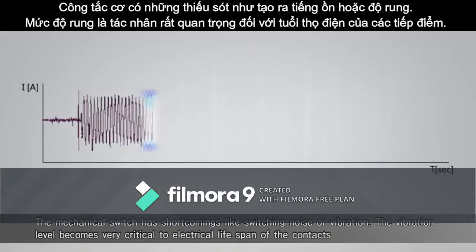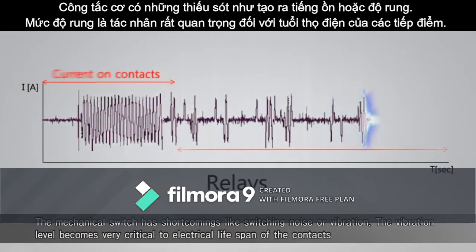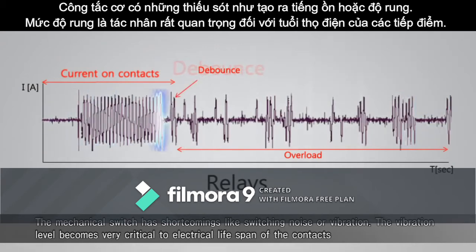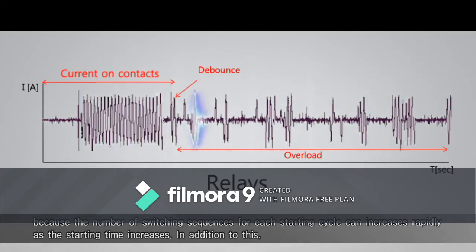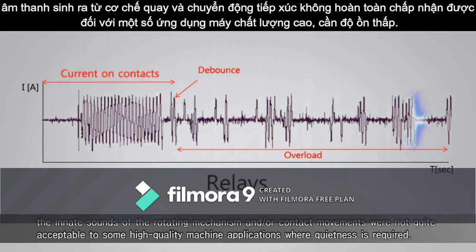The mechanical switch has shortcomings like switching noise or vibration. The vibration level becomes very critical to electrical lifespan of the contacts because the number of switching sequences for each starting cycle can increase rapidly as the starting time increases. In addition to this, the innate sounds of the rotating mechanism and/or contact movements were not quite acceptable to some high-quality machine applications where quietness is required.